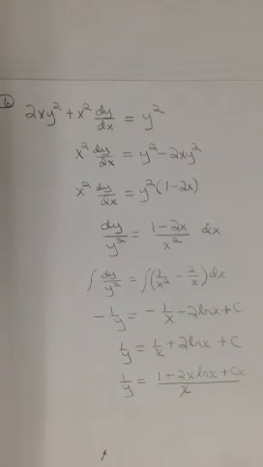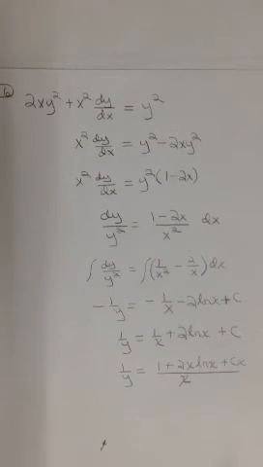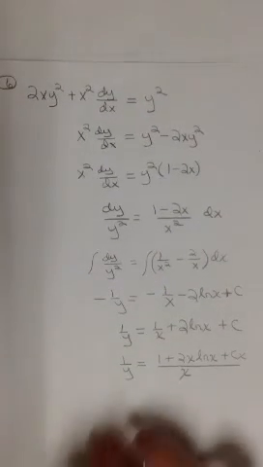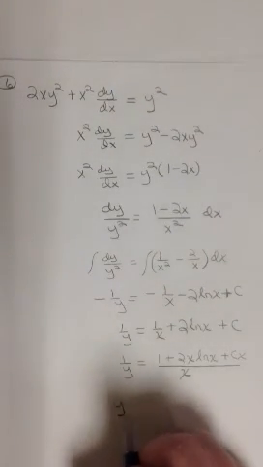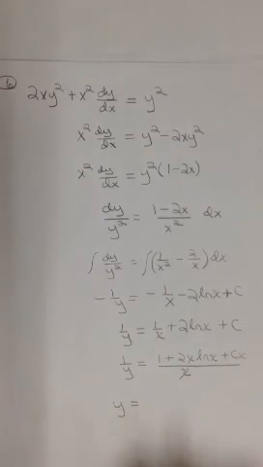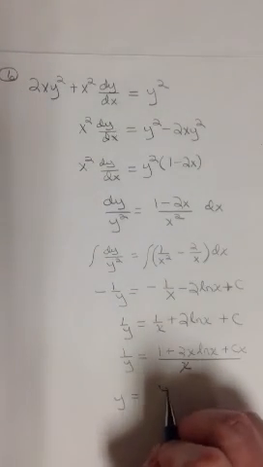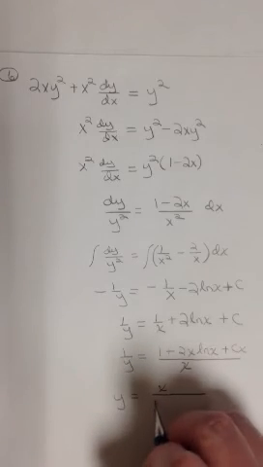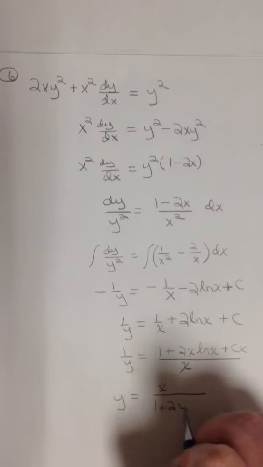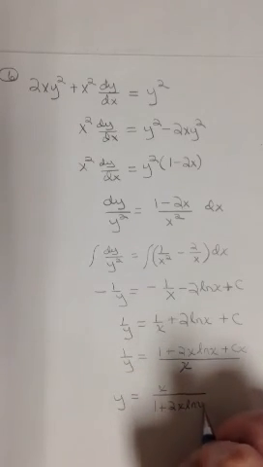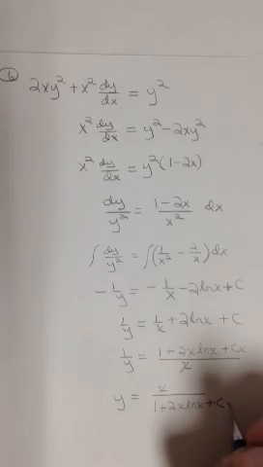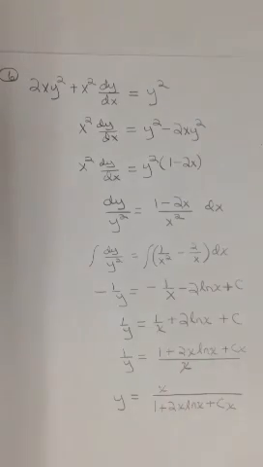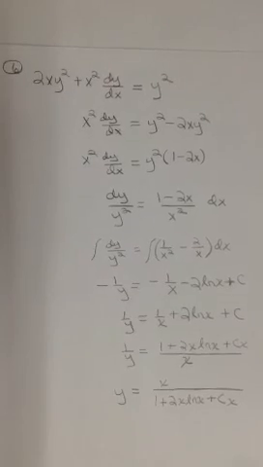And as you arrive to taking the reciprocal and thus obtaining the solution for y, it is going to follow that y is equal to x all over 1 plus 2x times the natural logarithm of x plus cx. And that is going to be our general solution for this problem.